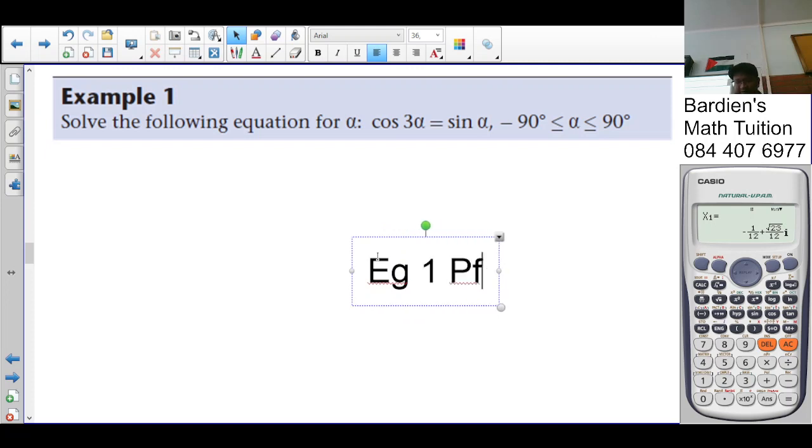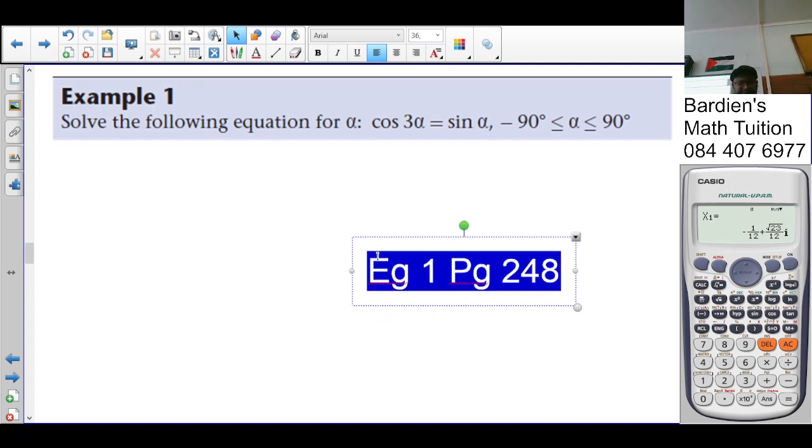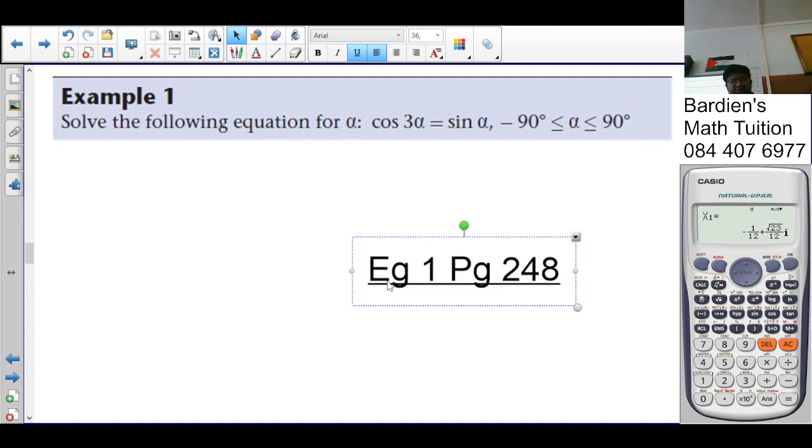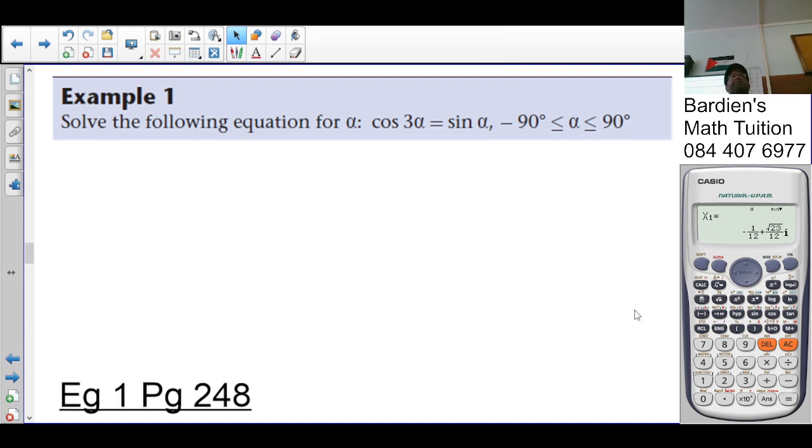Page 248, no? Alright, here we go. Right, write that down. Solve the following equations for alpha. Cos 3 alpha is equal to sine alpha, where alpha is greater than 90 but less than 90. So here we got the restricted domain as well.